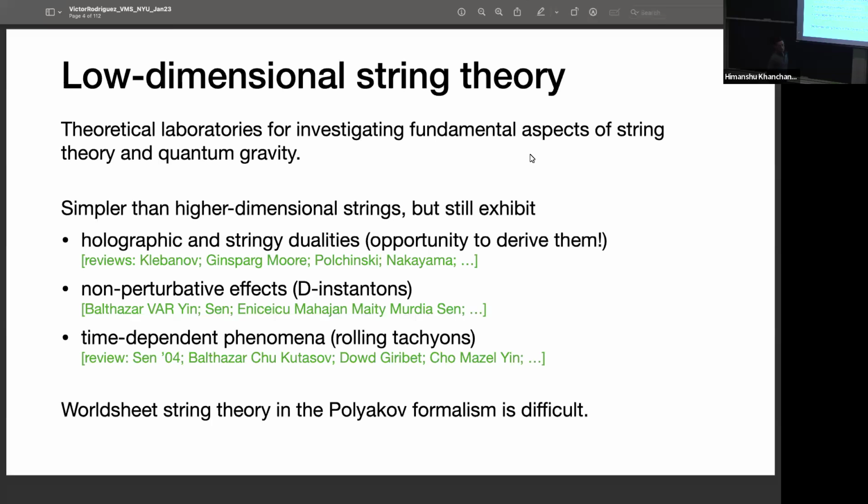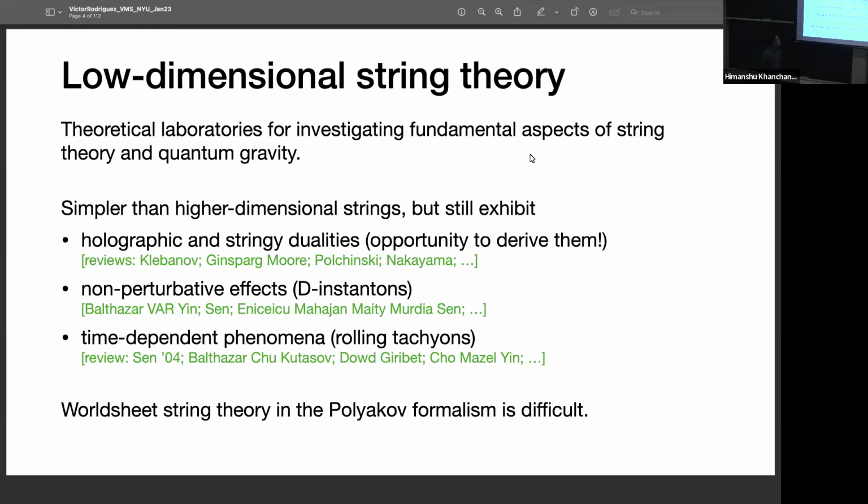And also the stringy ones. So these low-dimensional models give you an opportunity to try to derive, or try to understand, the underlying physics of holographic duality. Another rich phenomenon that is also present in these low-dimensional models is non-perturbative effects. For example, instantons are a particular class of non-perturbative effects in string theory. And these are much simpler to analyze in these low-dimensional models. One example is work I did with a member here at NYU, with Bruno here.